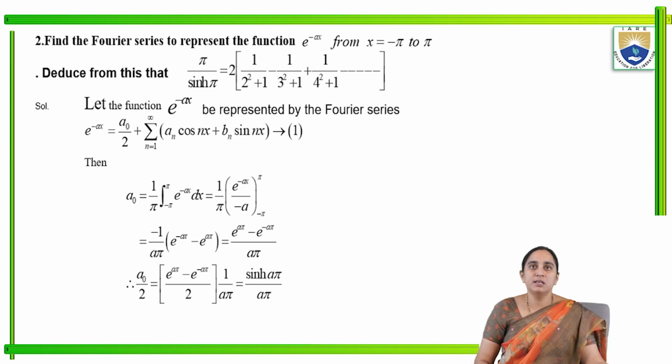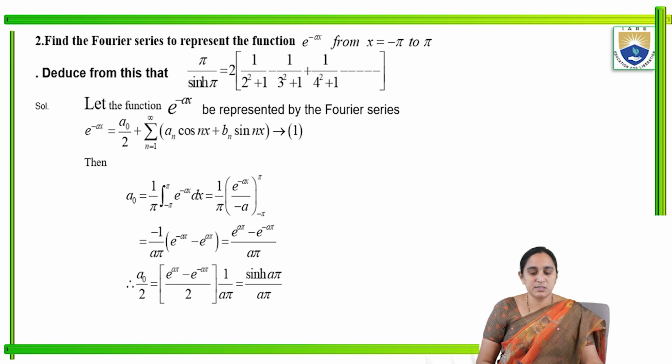Find the Fourier series to represent the function e power minus ax from x is equal to minus pi to pi. From this, deduce that pi by sin h pi is equal to 2 into 1 by 2 square plus 1 minus 1 by 3 square plus 1 plus 1 by 4 square plus 1.